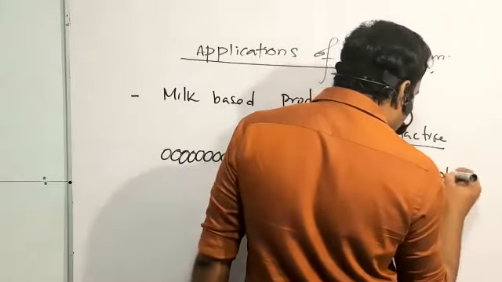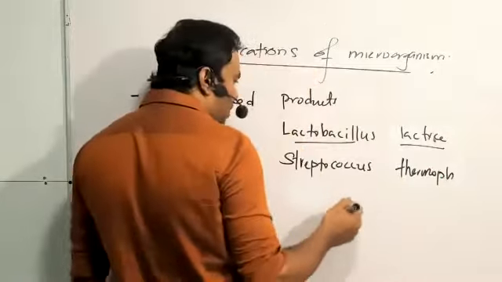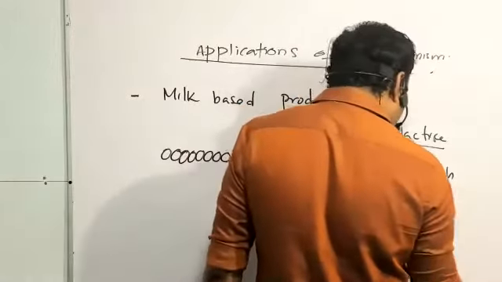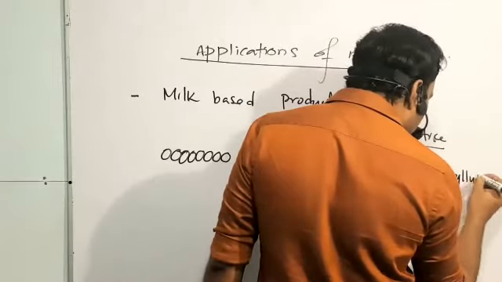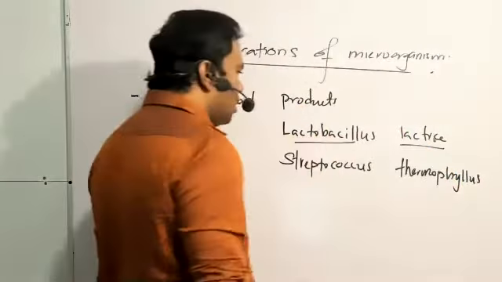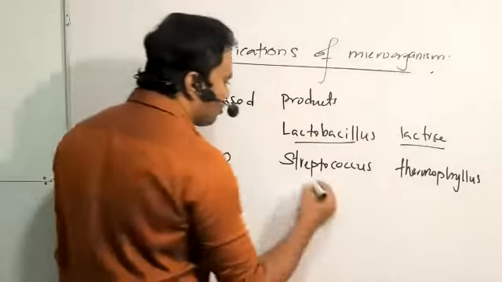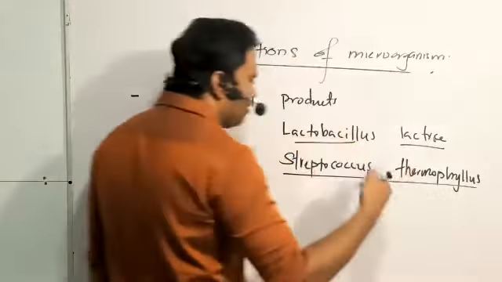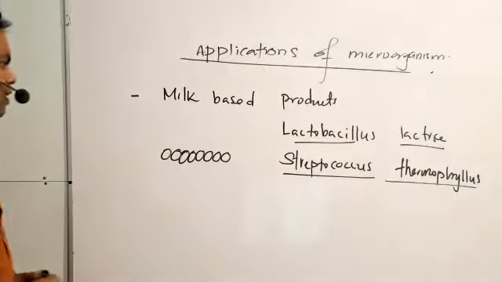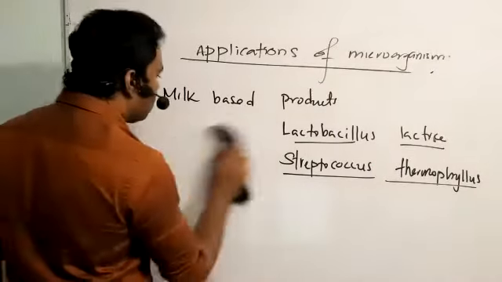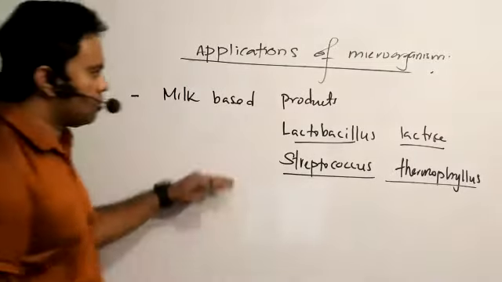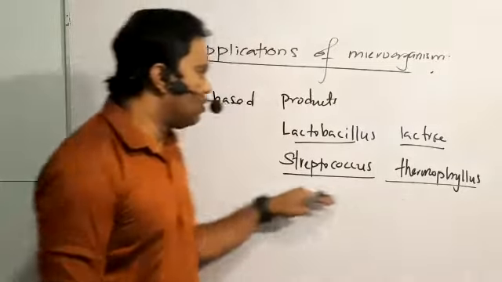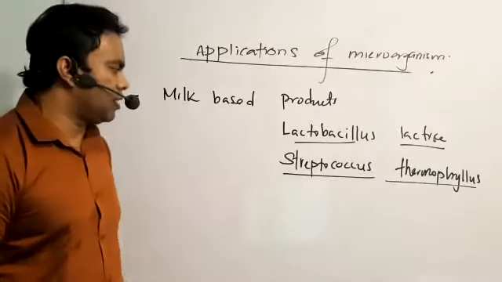In the book, the specific epithet is not given. So that's Streptococcus thermophilus. Thermophilus means thermophilic, they like high temperature. So these are the types of bacteria involved in milk-based products.